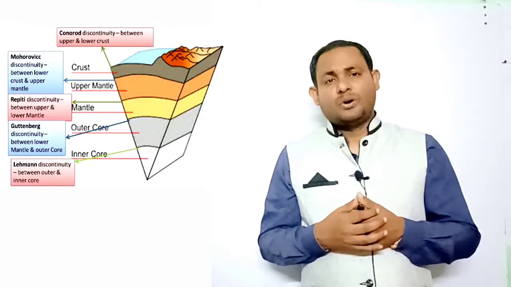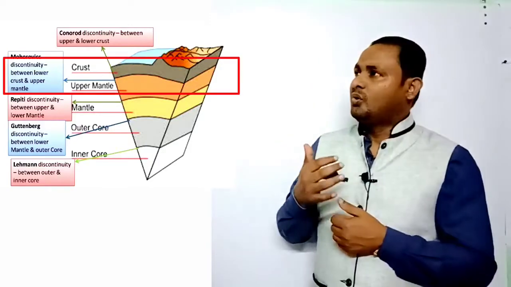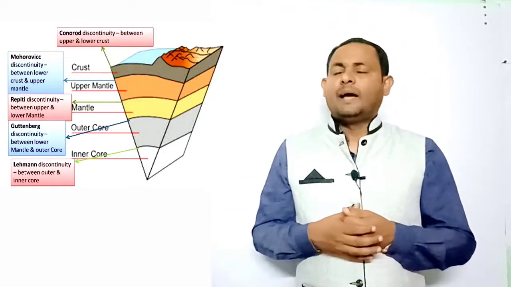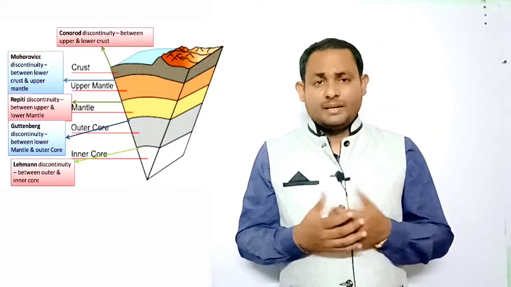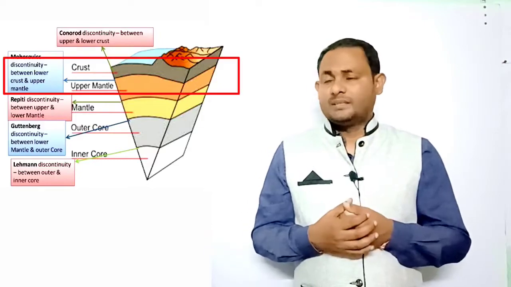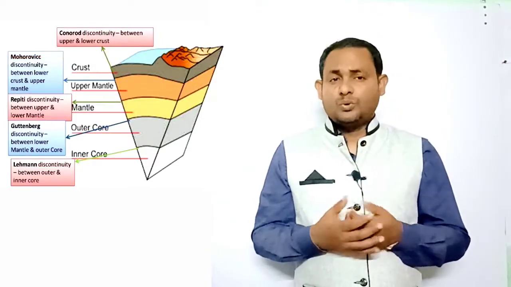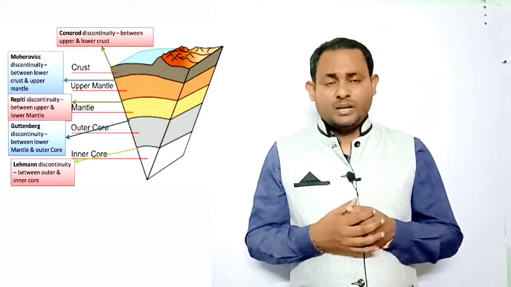Next, very important, the Mohorovicic discontinuity, also called the Moho discontinuity, is the zone that separates the earth's crust from the upper mantle. It can be detected by the sharp downward increase in the speed of earthquake waves there. So it is very important, we must listen.